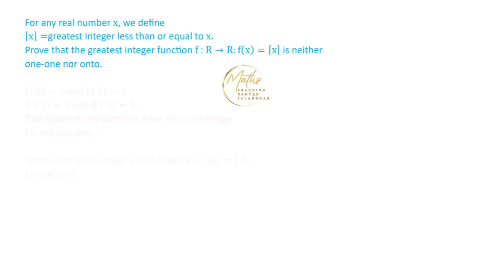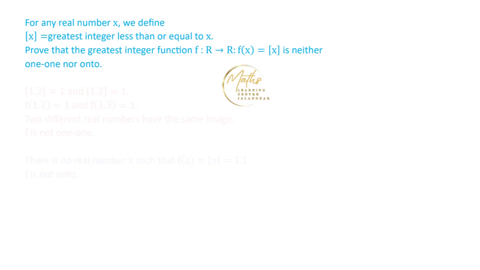Next is, for any real number x, we define [x] as the greatest integer less than or equal to x. We have to prove that the greatest integer function, defined from R to R, where the domain is R and the codomain is R, with f(x) equal to the greatest integer of x, is neither 1-1 nor onto. So again, we have to give some counterexamples.